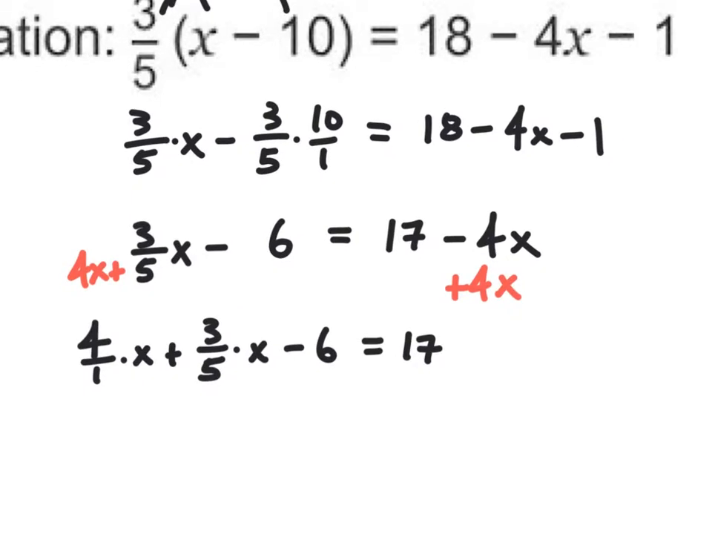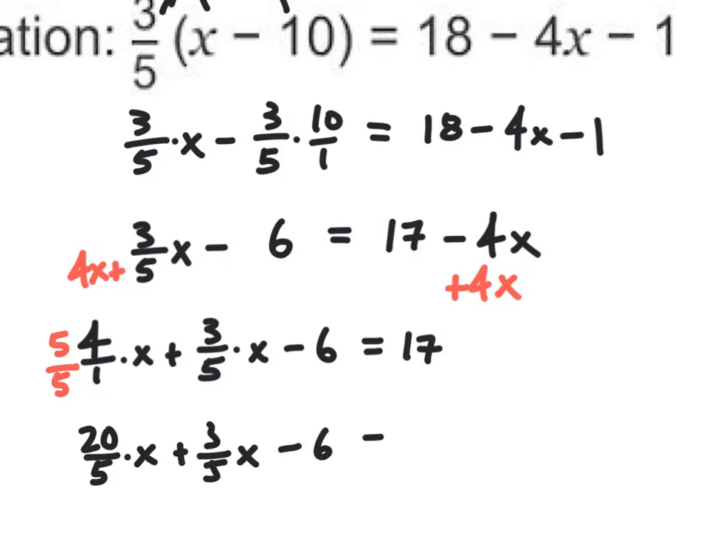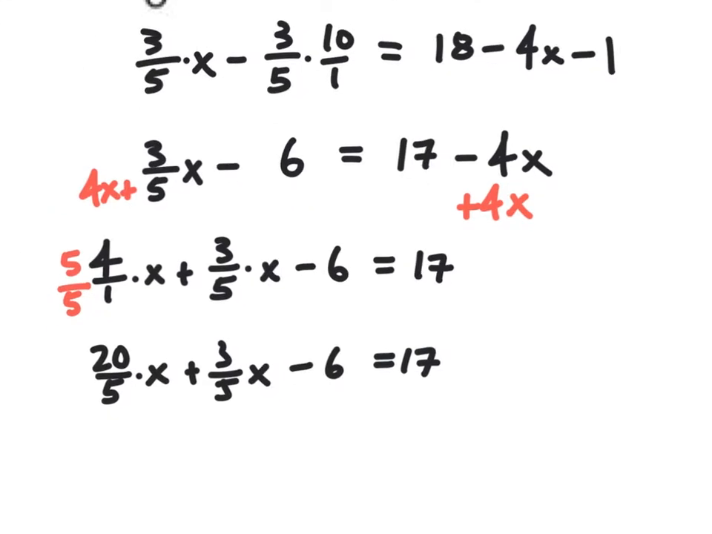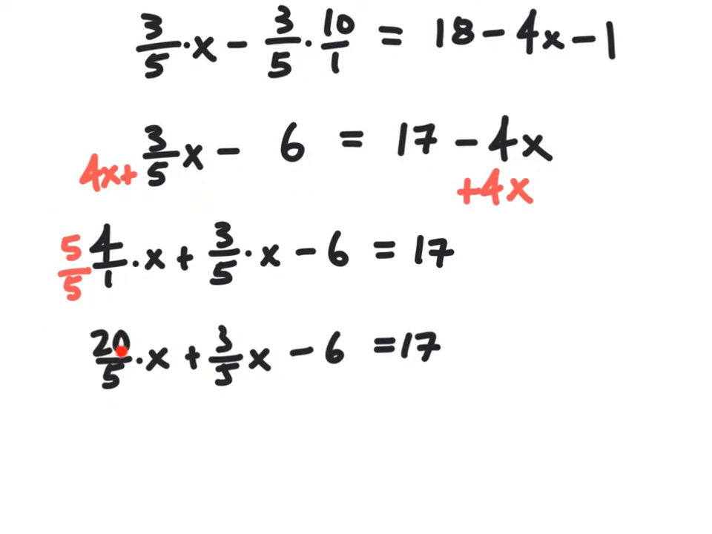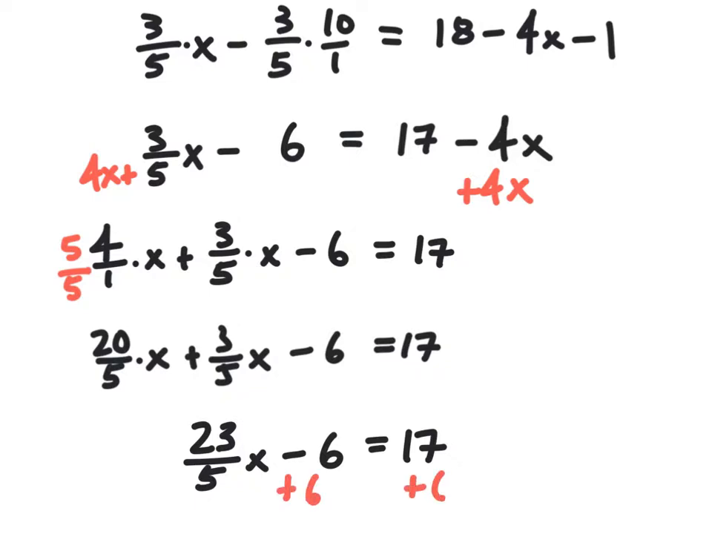Now I need to get a common denominator of 5. So I'm going to multiply this by 5 on the top, 5 on the bottom. And so as a result, we get 20 over 5 times x plus 3/5 x minus 6 is equal to 17. So then I want to combine the 20 and the 3, keep my denominator of 5. So this is going to give me 23/5 x minus 6, and that's equal to 17. Now I'm going to add 6 to both sides.